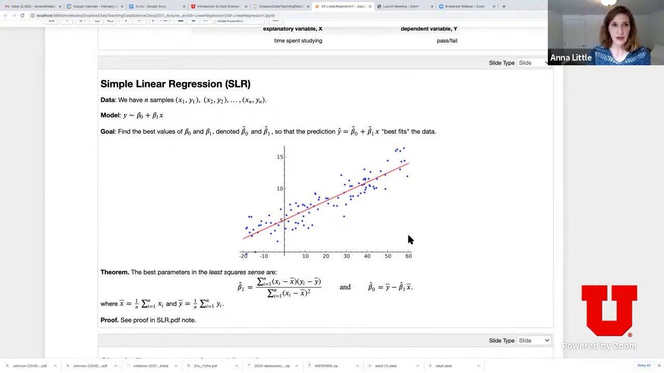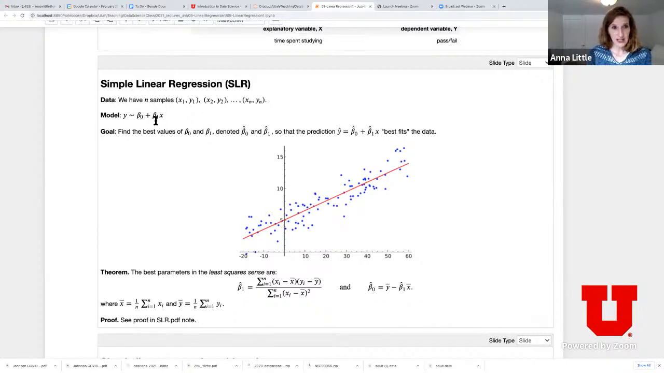So here's the basic setup. We're going to assume that we have n samples (x1, y1) through (xn, yn). So the x's are my predictors and the y's are my response. And we want to model the relationship between them with the most basic relationship we can think of, which is a linear one. So we're going to model y as beta naught plus beta 1 times x.